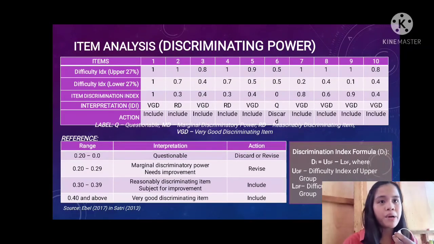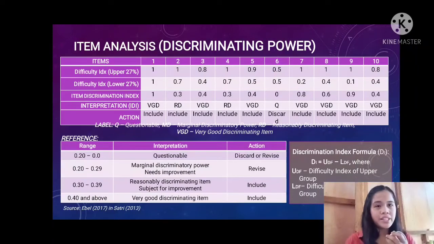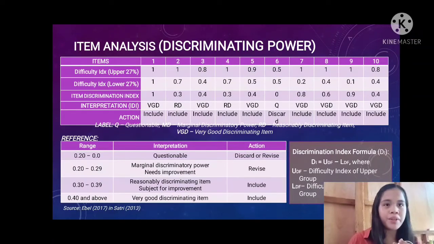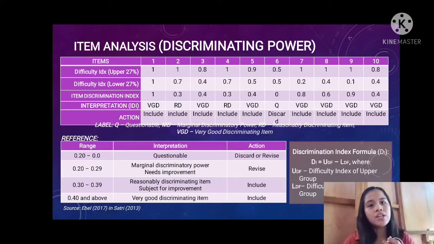So, our data was based on the first and last 27% of the respondents, and since we have 37 respondents and 27% of 37 is 9.99 or 10, we base our upper limit to the top 10 highest scorers and our lower limit to the 10 lowest scorers. And based on our calculations in items 1 to 10, as you can see in the table, items 1 and 6 has questionable discriminating items which is to be discarded or to be revised.